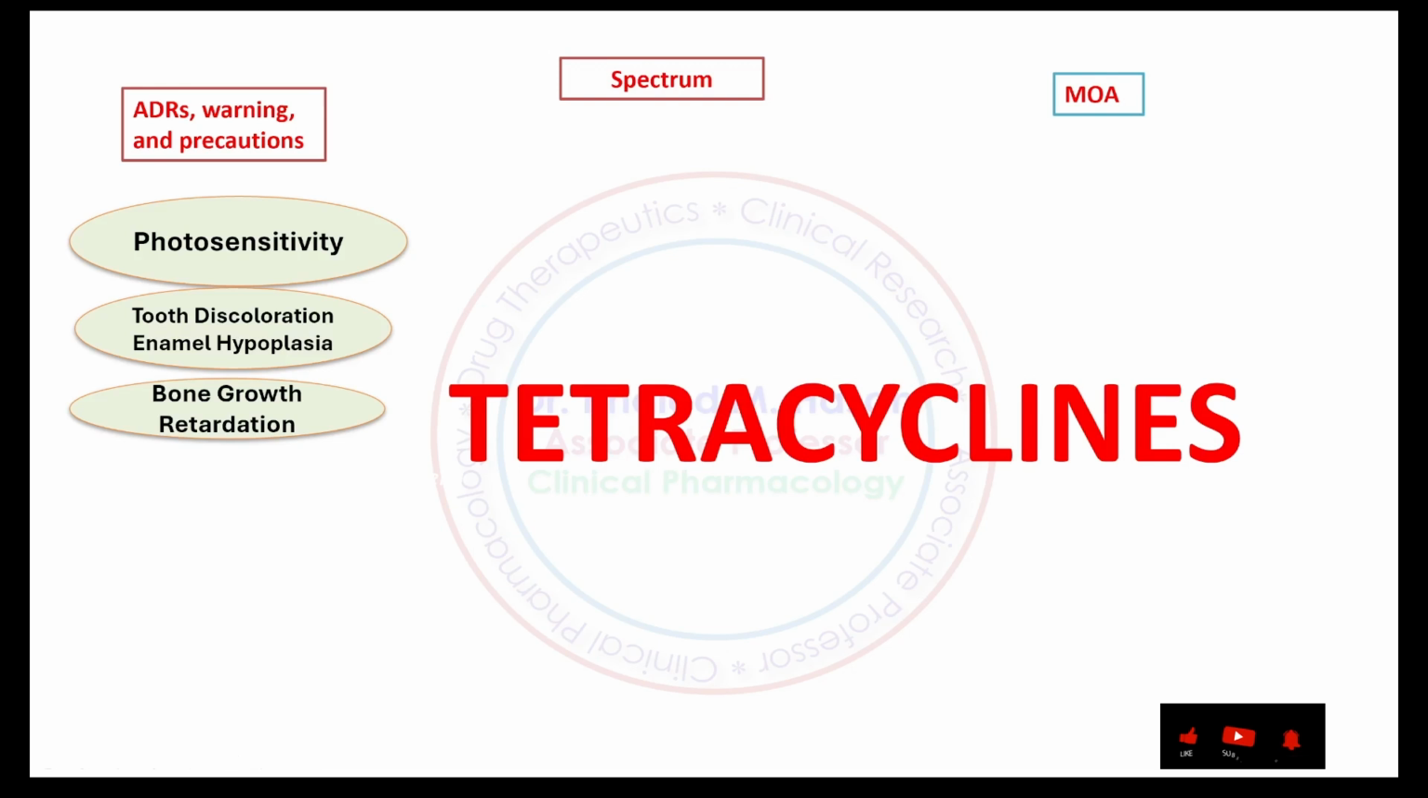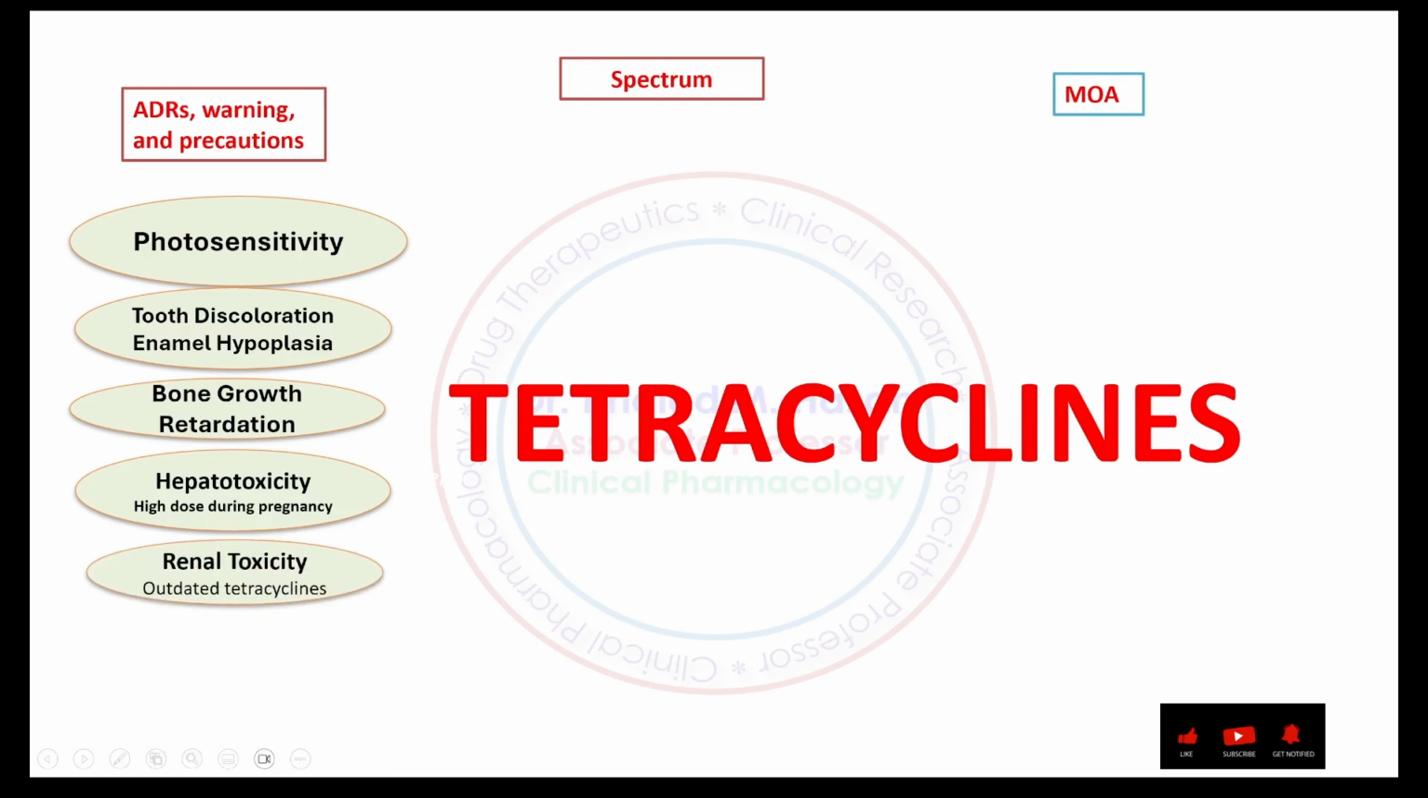Tetracycline causes retardation of bone growth. Tetracycline may cause hepatotoxicity, especially when you use it at a high dose during pregnancy. Tetracycline causes renal toxicity, especially when you use expired tetracycline medication. So if you have tetracycline and it's already expired, we recommend you stop using it because it carries the risk of renal toxicity.